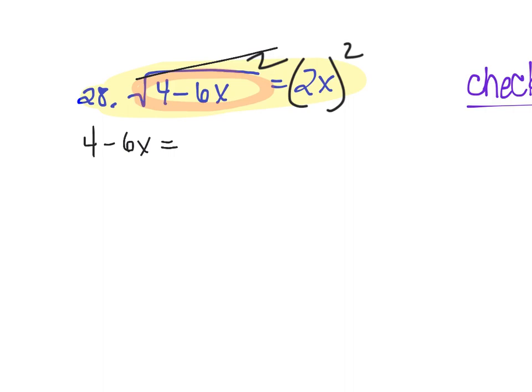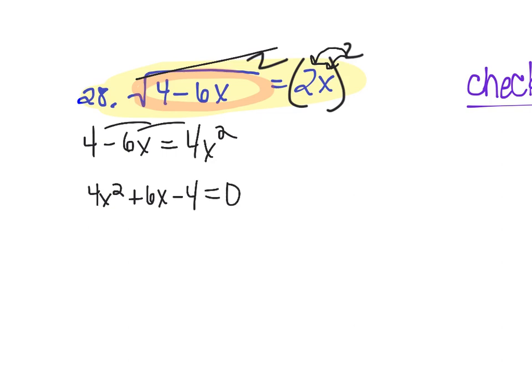Why is it 4x squared? Good. Where does that 2 go? It goes to both. So you're going to have equals 4x squared. So guys, look, I have an x squared and an x. That means this is a quadratic, so I need to move everything to one side. So I'm going to move the 4 and the negative 6. So I'm going to have 4x squared. When I move negative 6 over, it becomes positive 6x. When I move positive 4, it becomes negative 4. And I set it equal to 0.